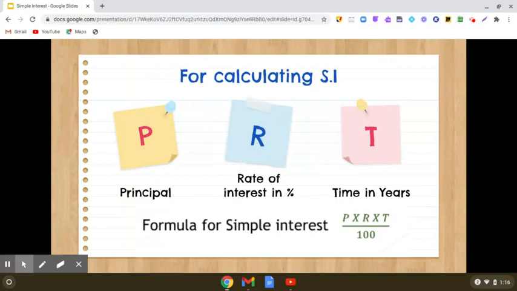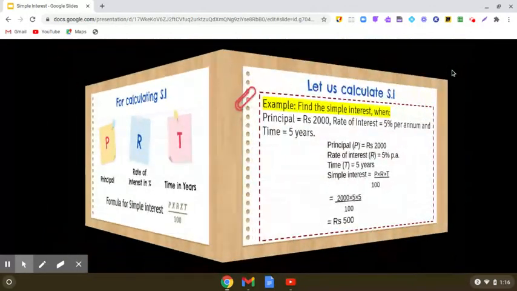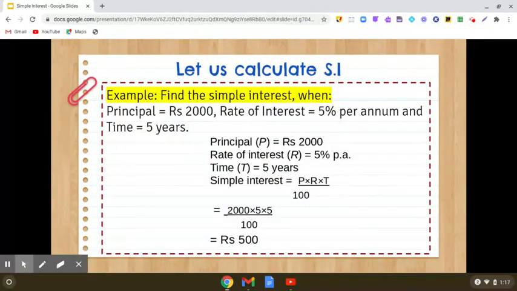Now, for calculating the simple interest, we have three quantities: principal, that is the money; rate of interest, that is in percentage; and time, that is in years. And the formula which we use for calculating the simple interest is P into R into T divided by 100. Let us understand this better by taking an example.